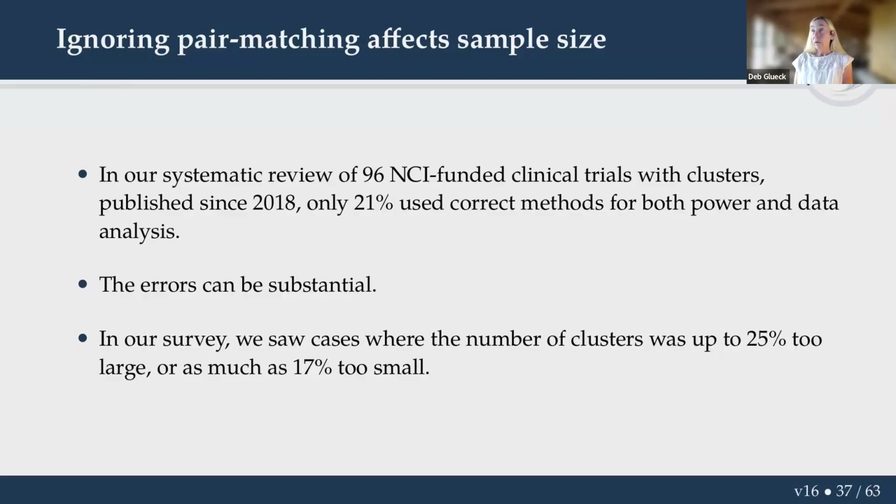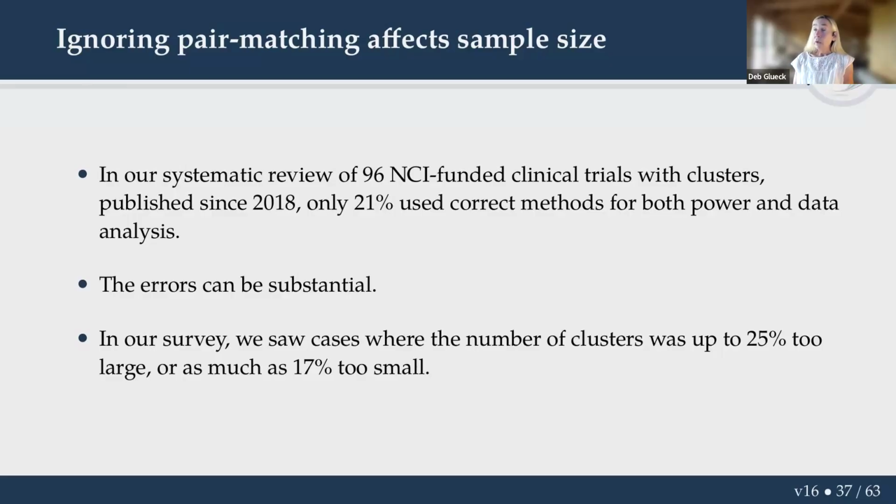The results I showed you in the graph were for data analysis. Here, on this slide, we're discussing what happens when there are errors in power analysis. The errors can be substantial. The most common error was to account for clustering, but to ignore pair matching. The exact calculations showed that this can cause the number of clusters needed for the study to be up to 25% too large, or as much as 17% too small.